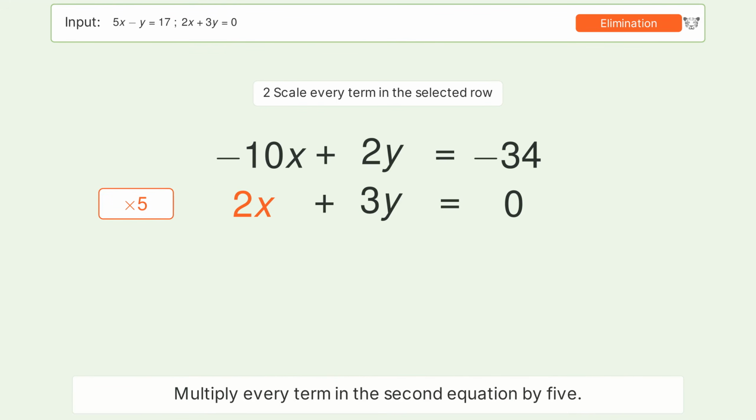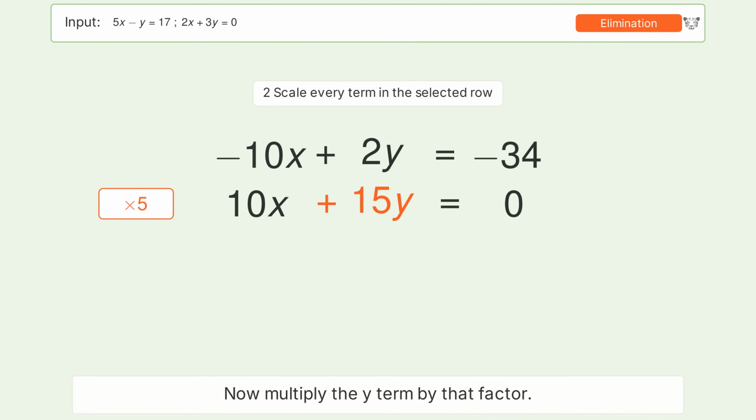Multiply every term in the second equation by 5. Multiply the x term by the same factor. Now multiply the y term by that factor. Finally, multiply the right side too.